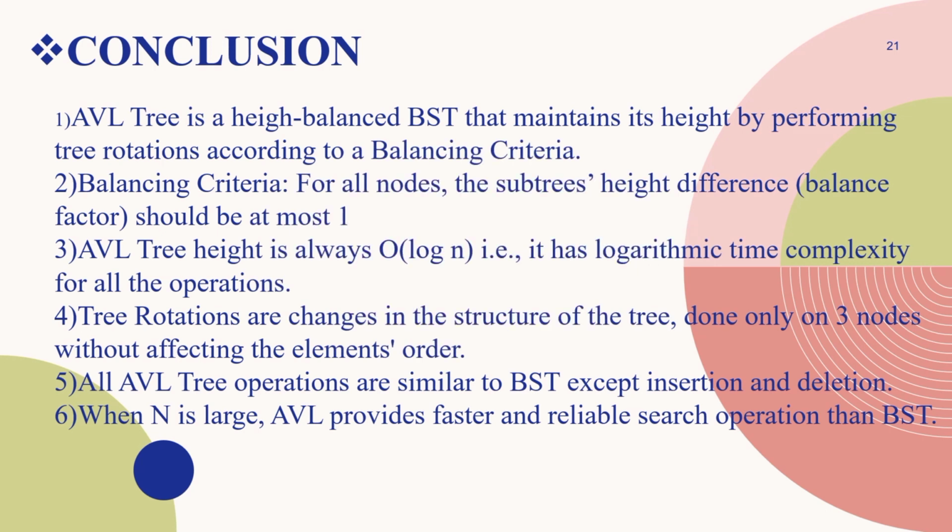So the conclusion for today's topic. An AVL tree is a height balanced BST that maintains its height by performing tree rotations according to a balance criteria. Balance criteria: for all nodes, the subtree's height differences should be at most 1. AVL tree height is always O(log n), that is, it has logarithmic time complexity for all the operations. Tree rotations are changes in the structure of the tree done only on 3 nodes without affecting the elements order.